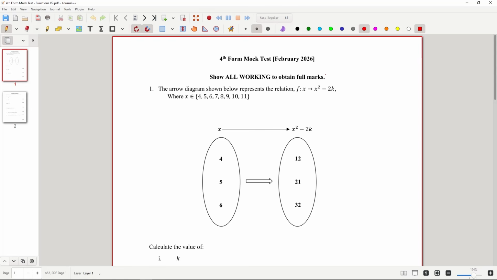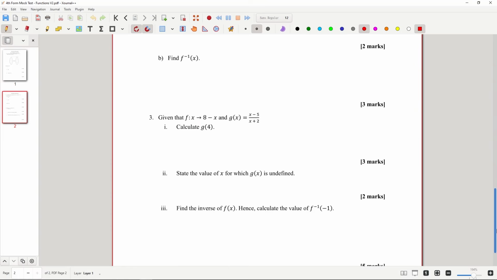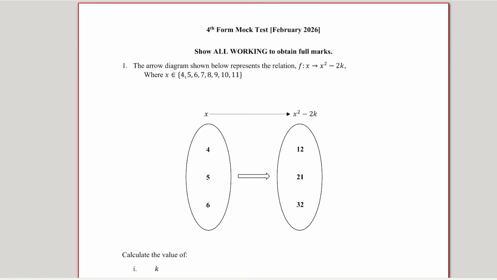Alright, so here we have mock test version 2. This is on functions and we have 3 questions to get through. I'll be going through each question and explaining the thought process or what to expect from each question. Question 1 says the arrow diagram shown below represents the relation.